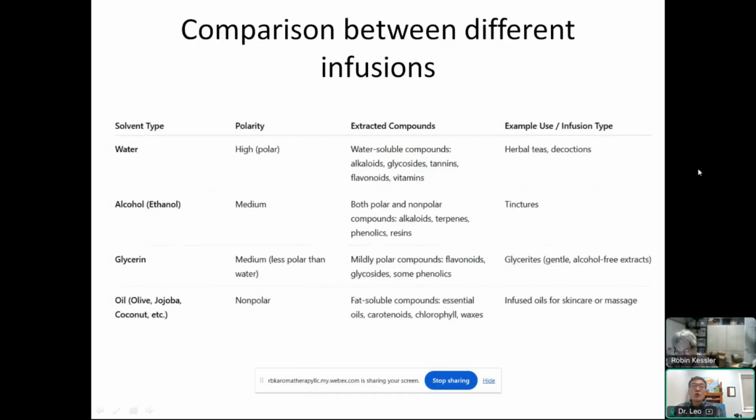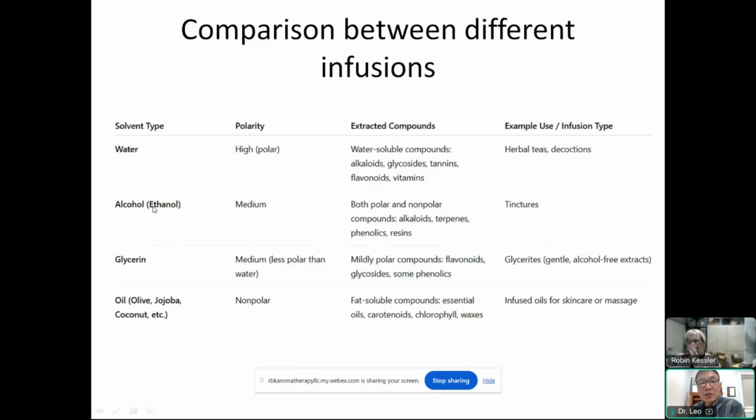So what do we get from the different infusions, like water? The water is a high polarity solvent, so it can extract the alkaloids, glycosides, and the tannins. The tannin is the bitter taste. That's why your tea or a lot of the water extracts taste bitter. It also has vitamins like vitamin C, and flavonoids.